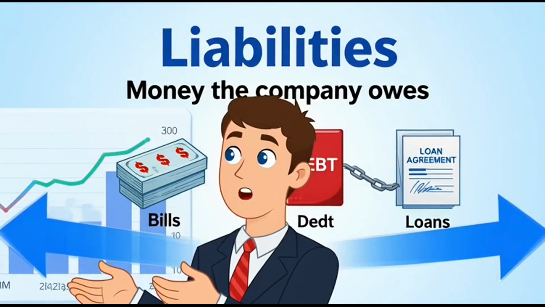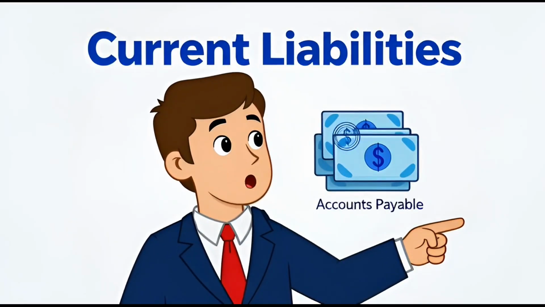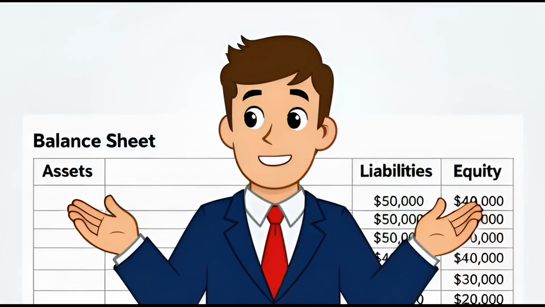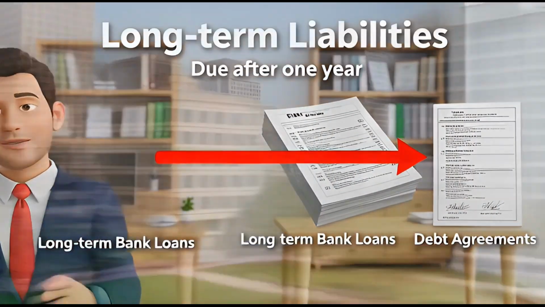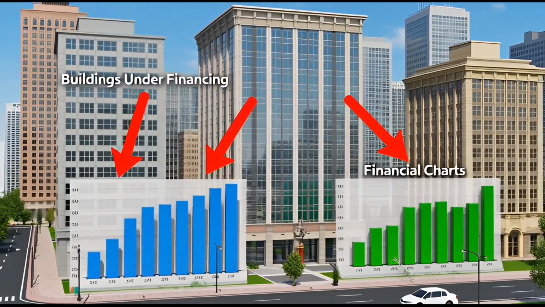These are shown on our dashboard. Current liabilities are short-term obligations due within a year. They include accounts payable, short-term loans, and unpaid expenses. This is on the balance sheet. Long-term liabilities are obligations due after 1 year. They include long-term bank loans and debt agreements. This creates long-term financial responsibility.